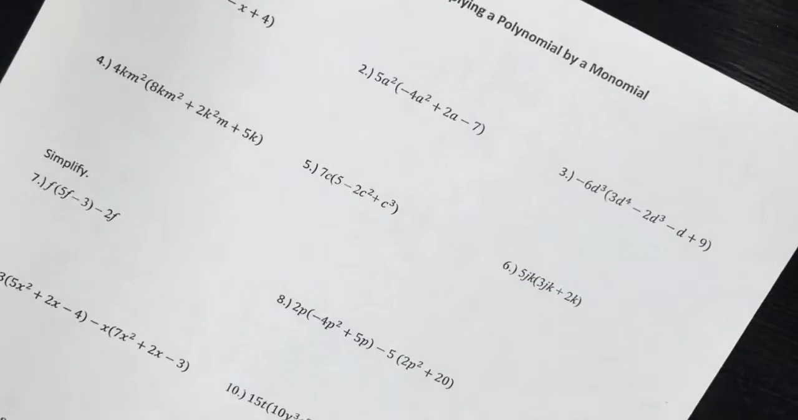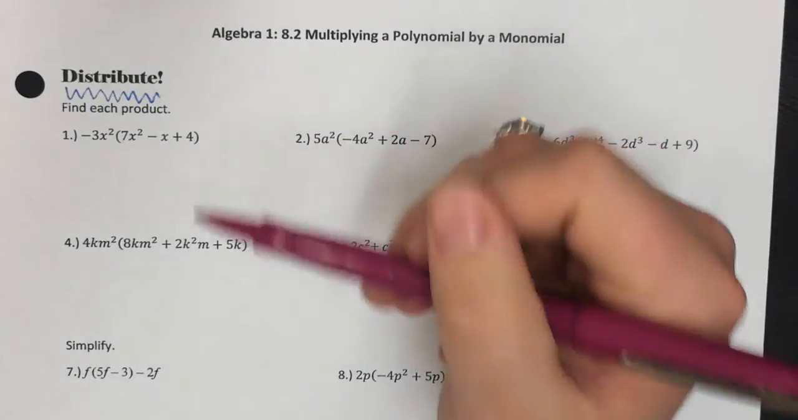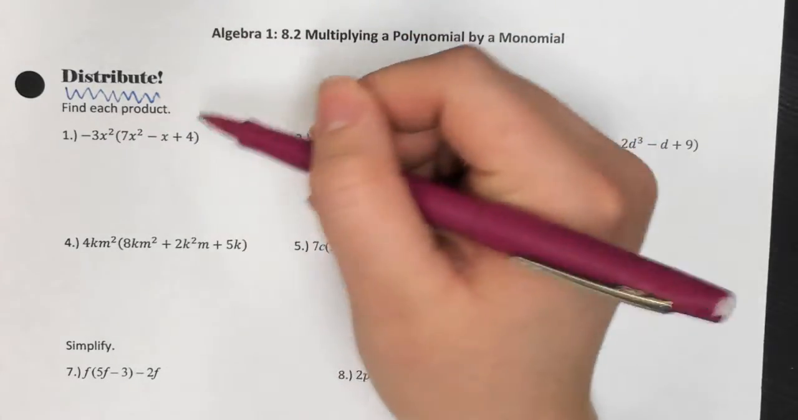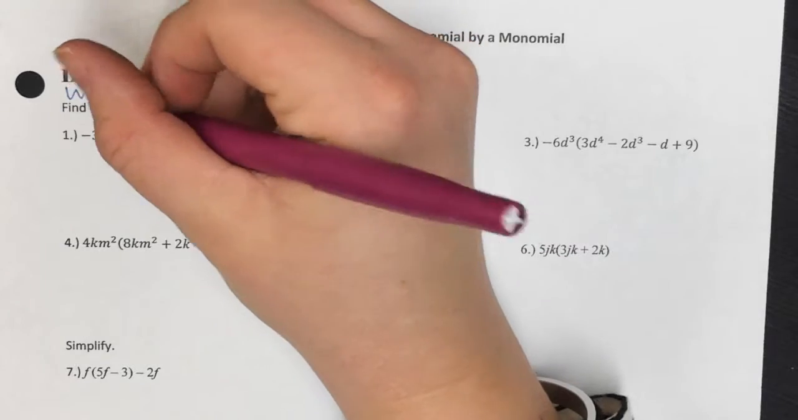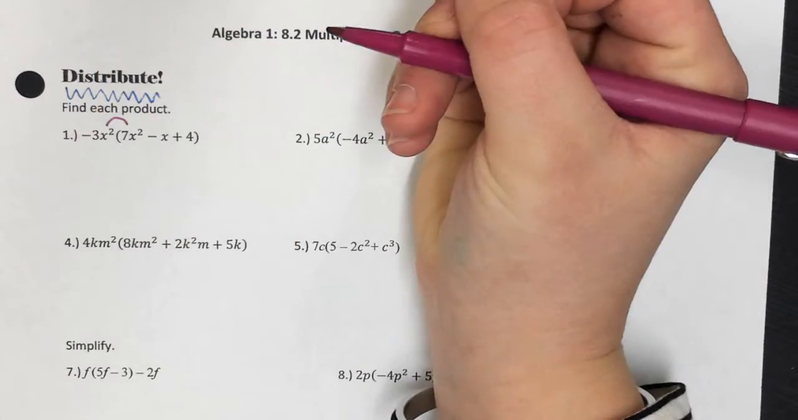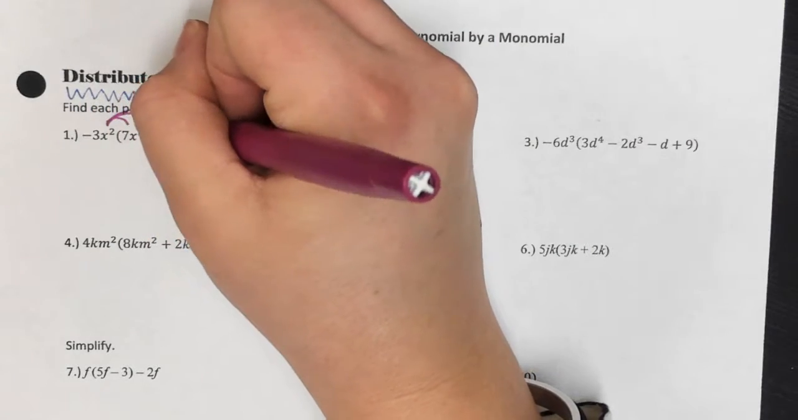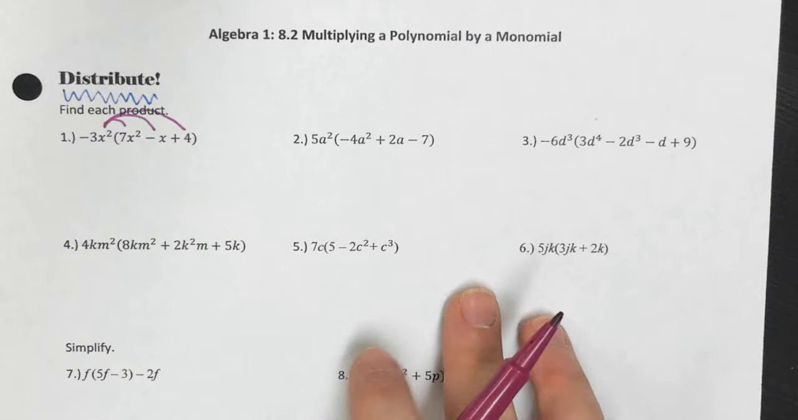You have to distribute anything you see in front of these parentheses. If it is in front of parentheses, you have to distribute it to everything inside your parentheses. So this negative 3x squared has to go here, and here, and here. Take it one step at a time and be very careful.